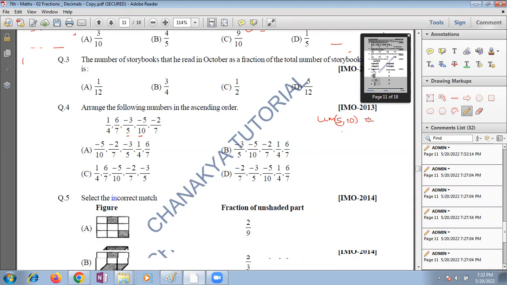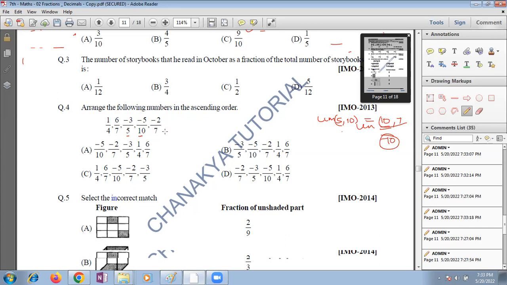This 5, that is HCF. Ma'am, I think the least number is 20. HCF, LCM. No, for 5 and 10, 5 twice is 10, so it is 10. The greater number is the LCM. 10 and 7, there is another number. You need to find the LCM of 10 and 7. Both are co-prime numbers, so 10 sevens are 70.